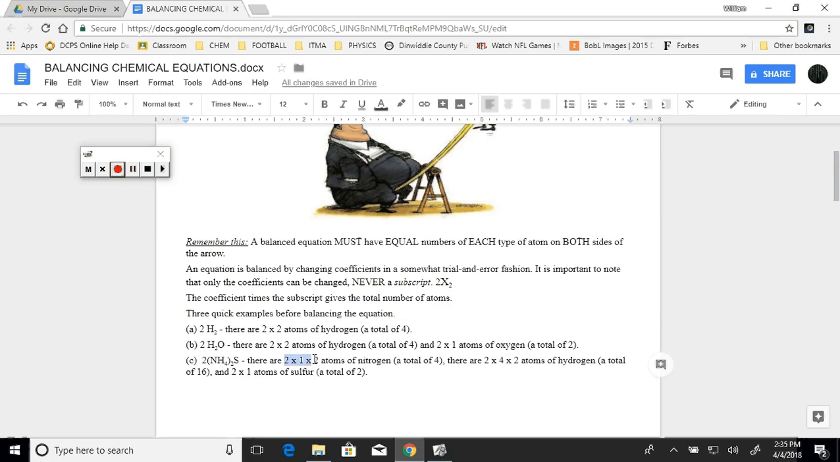There are 2 times 1 times 2 atoms of nitrogen, a total of 4. There are 2 times 4 times 2 atoms of hydrogen, so that's a total of 16. And there are 2 times 1 of sulfur. So that's how subscripts and coefficients work. Let's put this to an actual example.